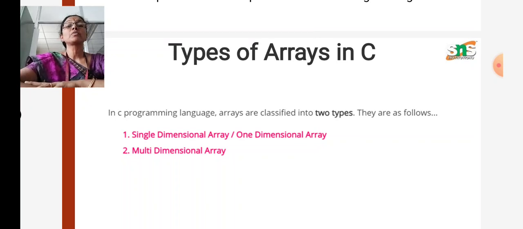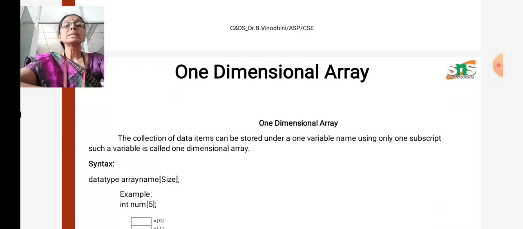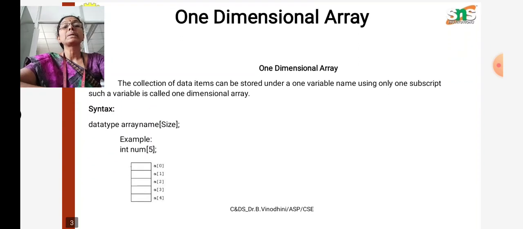We have two types of array: single dimensional array and multi-dimensional array. A single or one dimensional array means a collection of data items stored under one variable name using only one subscript. Such a variable is called a one dimensional array. The syntax of a one dimensional array is data type, space, array name, and within square brackets the array size. For example, consider int num[5].